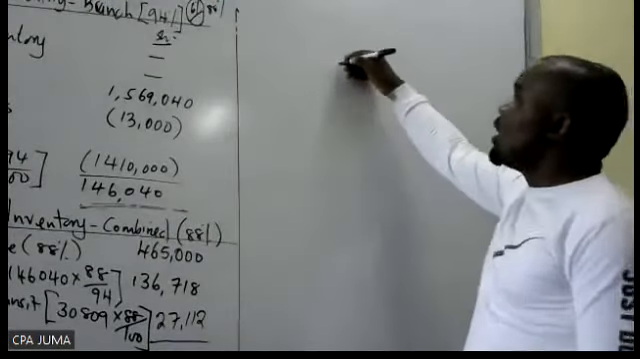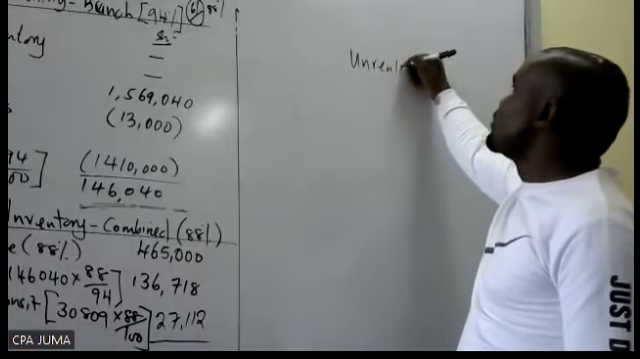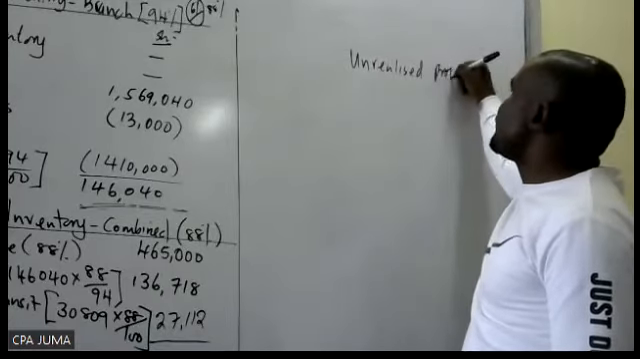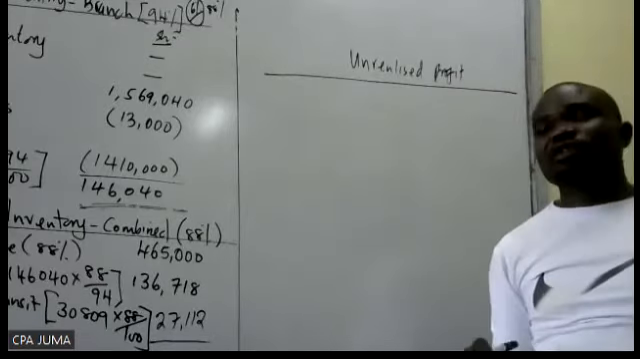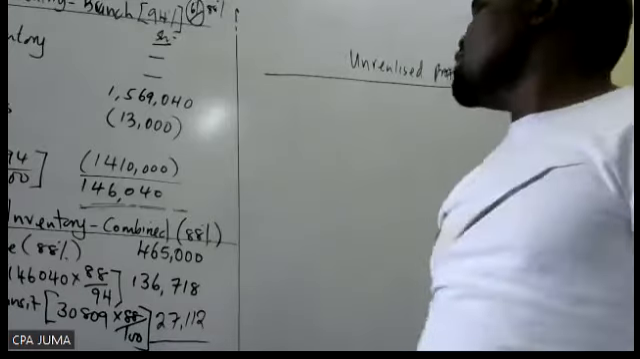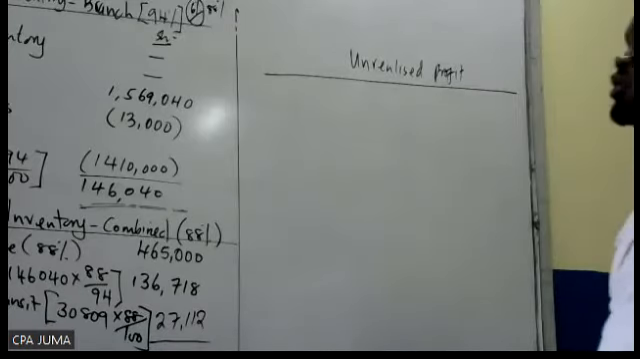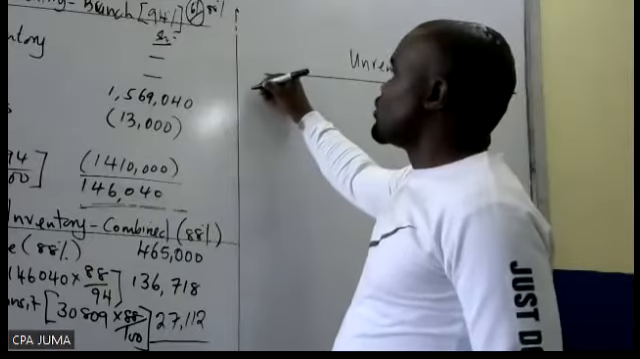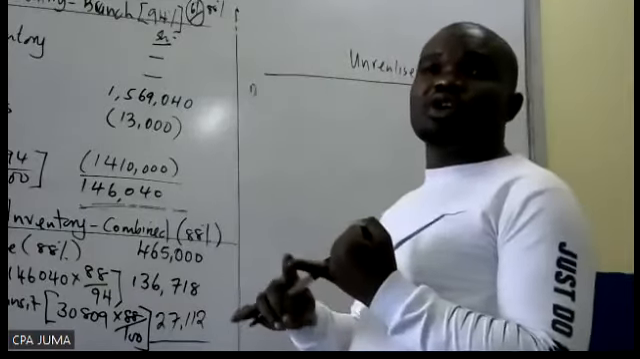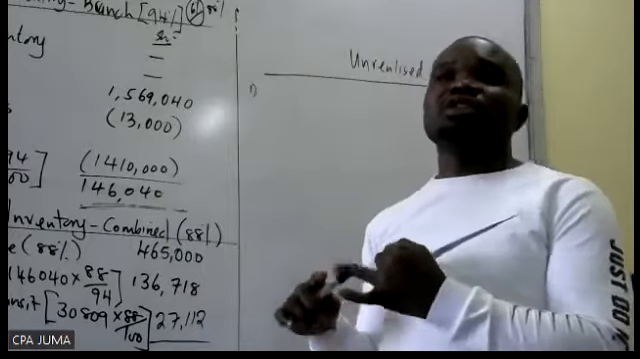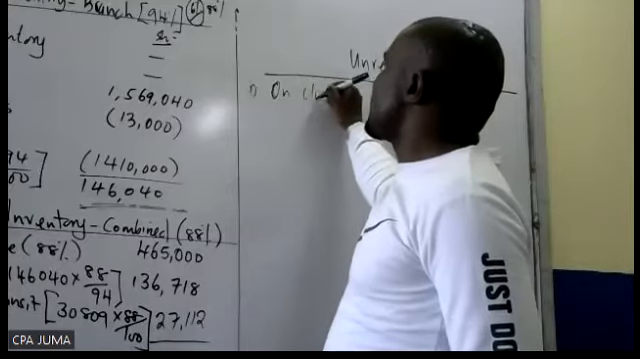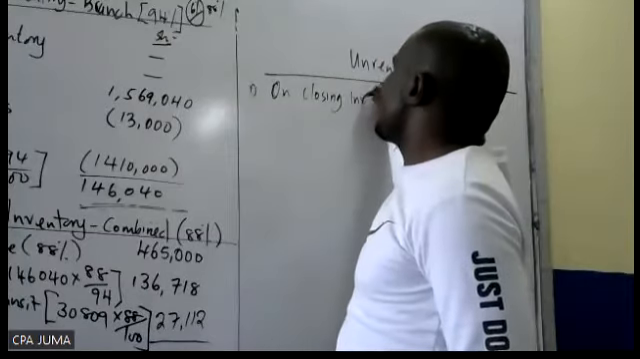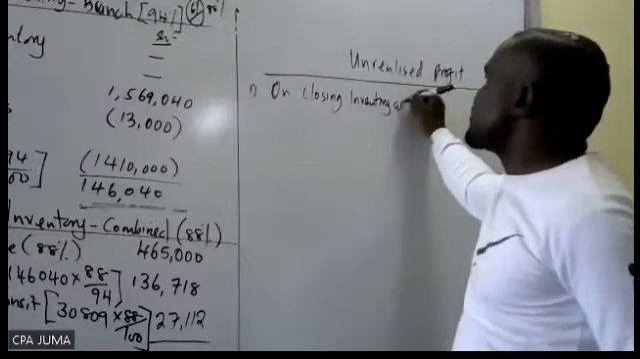So come here and say unrealized profit. So unrealized profits. There are two of them: on the closing stock in the branch and on goods in what? Transit. So closing inventory at the branch.